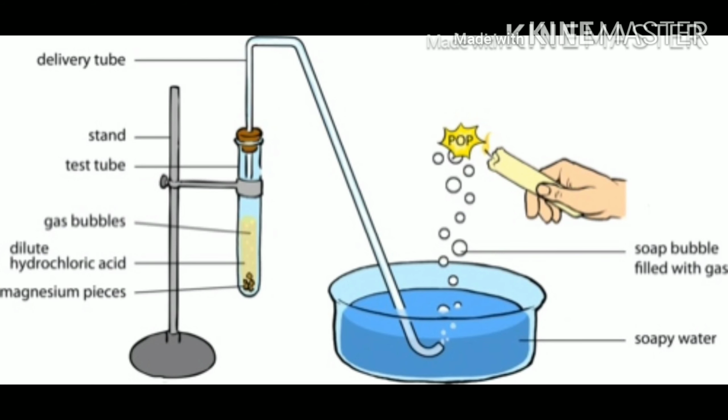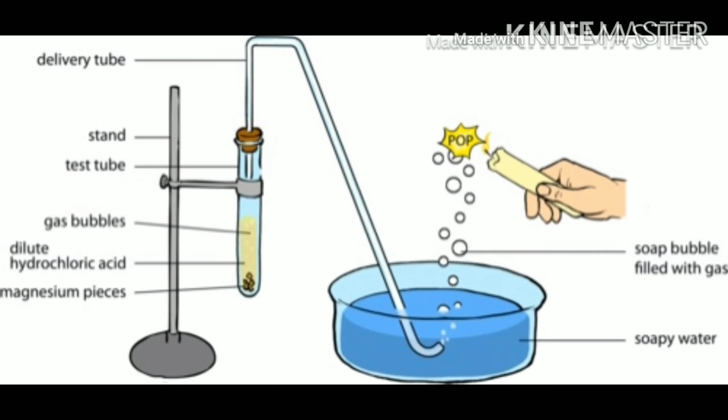We have a setup with a test tube that has magnesium ribbon and dilute HCl, and a cork is fitted at the mouth of the test tube, connected to a delivery tube which is on a dish filled with soapy water, with a candle held over it. And then we have a test tube stand.